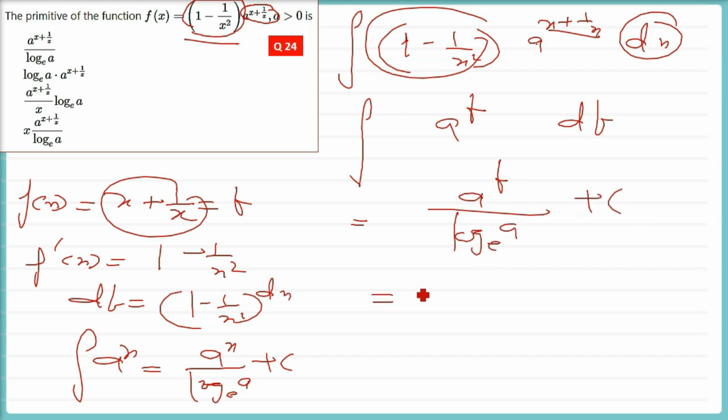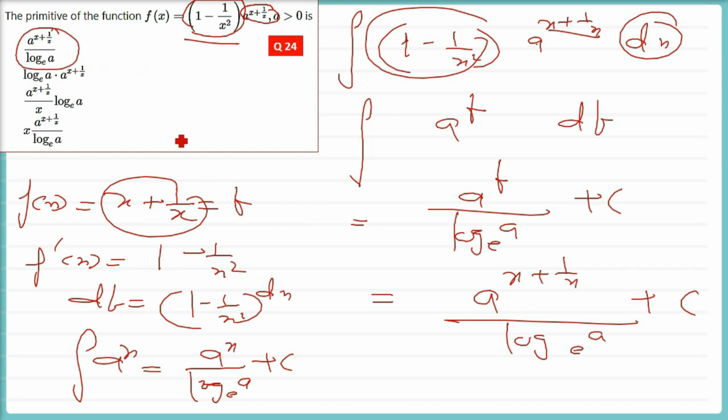E is the base. Only one thing is remaining. T has to be replaced by x plus 1 by x in the final result. A raised x plus 1 by x, log a in the denominator. Match it and you'll see that there is no x here. Only the first one is the correct one. Alright, so this is your final result.